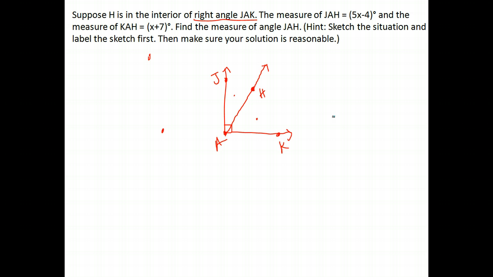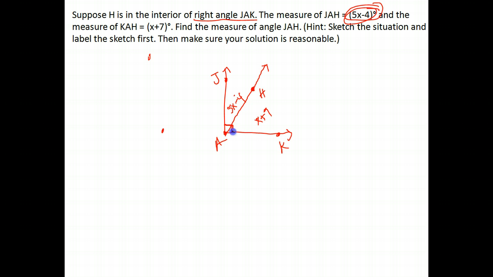We're going to substitute the information they gave us. So they told us that JAH is 5x minus 4. I'm going to put that in here. And KAH is x plus 7. I'm going to put that in here. They want to find the measure of angle JAH. Well, I know that it's 5x minus 4, but they want an actual number, which means once again we have to go back to our geometry properties and use those to set up an equation and solve.